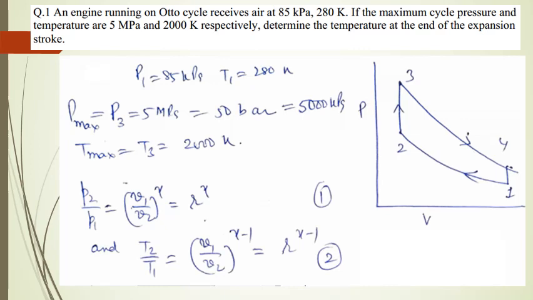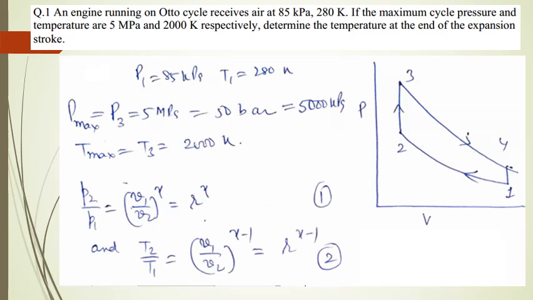An engine running on Otto cycle receives air at 85 kilopascal, 280 Kelvin. If the maximum cycle pressure and temperature are 5 megapascal and 2000 Kelvin respectively, determine the temperature at the end of expansion stroke. So we have drawn here the PV diagram, and you can also draw the TS diagram as I have told you in the lecture class.